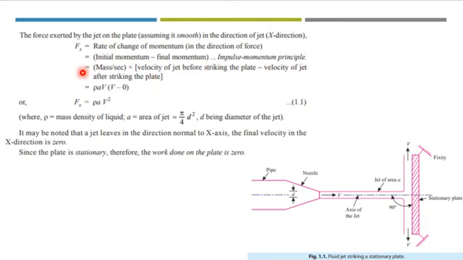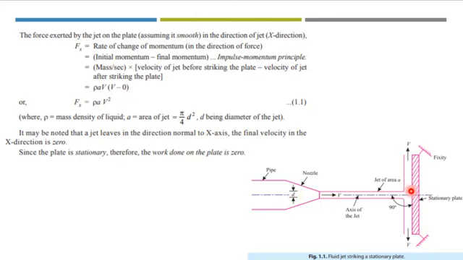So mass per second, because mass will remain constant, the only change will be in the velocity. So velocity of jet before striking the plate minus velocity of jet after striking the plate. And as all of us are familiar that mass per second is equal to rho AV. It is also written as rho Q. So what was the velocity of jet before striking the plate? Its velocity was V, with which it was issued from the nozzle.